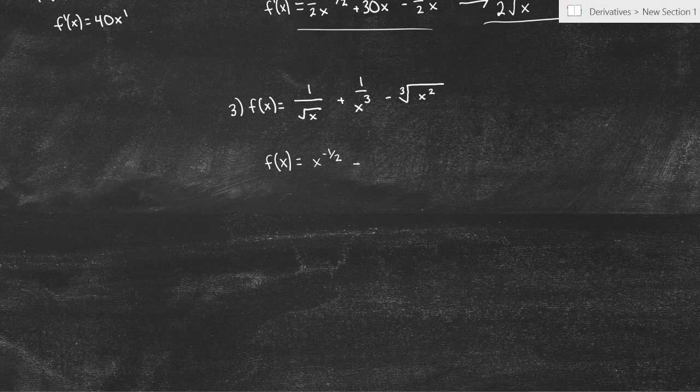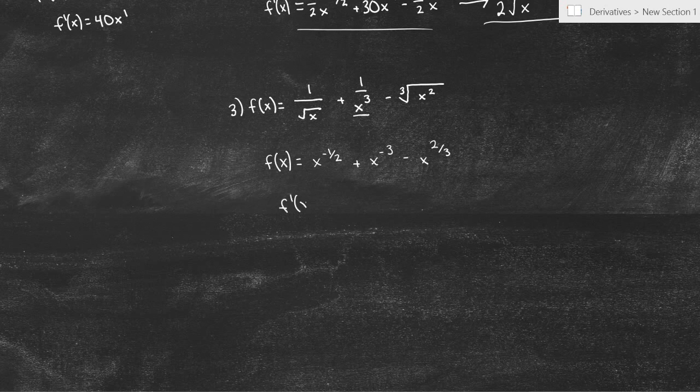And then plus, again, we have an exponent in the denominator. To bring it to the numerator, we can just make it a negative. So this is the same as x to the negative 3. Minus, okay, well now we have the cube root of x squared, and that is the same as x to the 2 divided by 3. So x to the 2/3 is how you can think of that. So now we can just solve the derivative like normal.